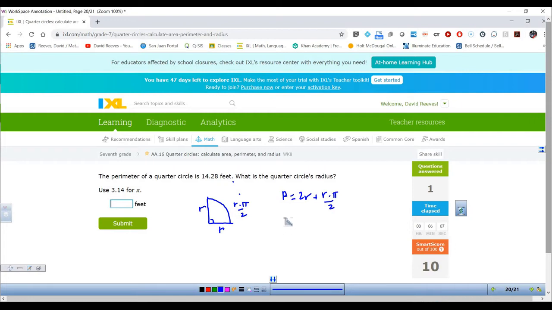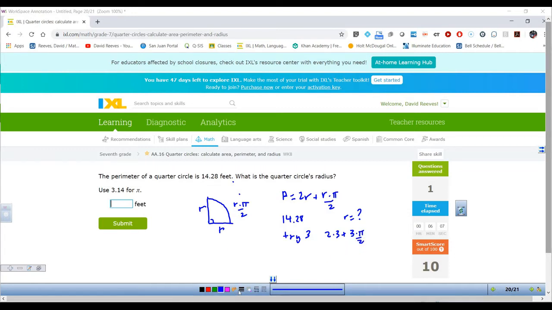And they told us that the perimeter is 14.28. All right. And the question is, what is the radius? And as I mentioned in our video when we were working with half circles, we could do this algebraically. There's a way we could do it, but we're just going to do guess and check. Got it? Guess and check. All right. And my favorite number of late to try has been 3. So I'm going to try 3 for the radius and see how I come out. So it's going to be 2 times 3 plus 3 times pi divided by 2. And let's see what we get.